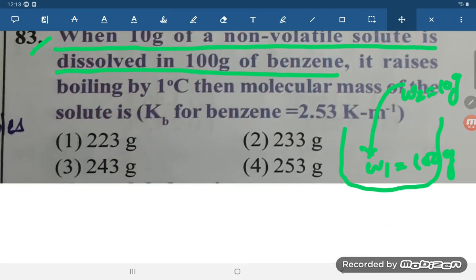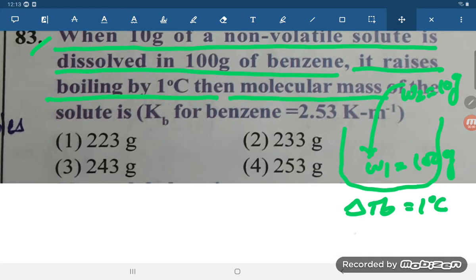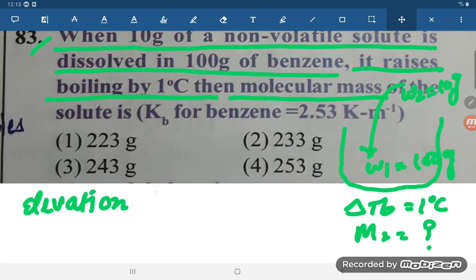It raises the boiling point by 1 degree. So delta TB they have given is 1 degree Celsius. Then molecular mass of solute, M2, they are asking, student. Kb they have already given, that is 2.53. So what is the elevation in boiling point, student? What is the formula of elevation in boiling point?